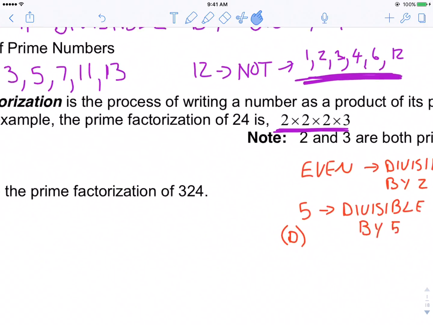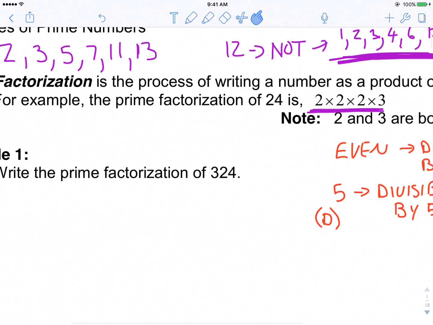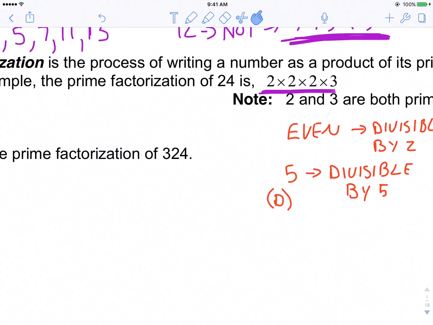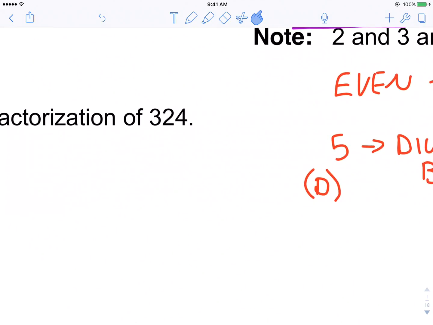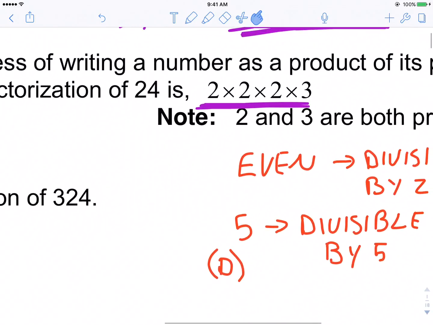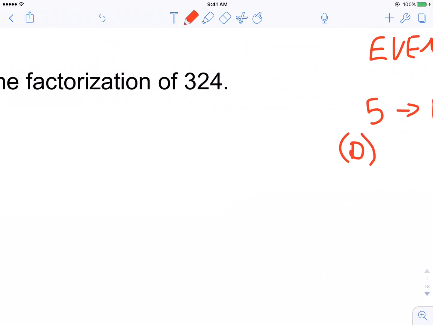So looking at that then, a prime factorization of 324. Now what I'm going to use here is what's called a factor tree. 324 divides by 2. If I divide 324 by 2, I get 162. Then I look at 162, which is also divisible by 2, to give me 81.